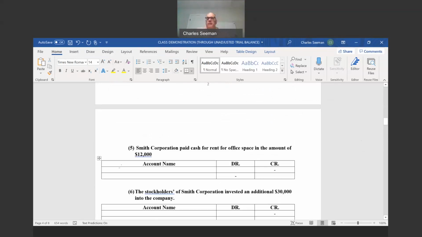So the corporation paid for office expense. They need office space to run their business, to do business type thing. Their business, they pay cash for it. So rent is cost of doing business. And the name is saying expense.